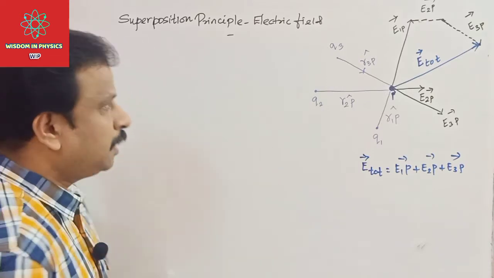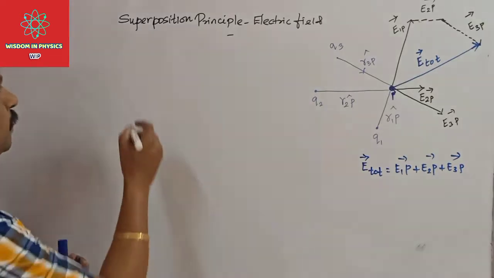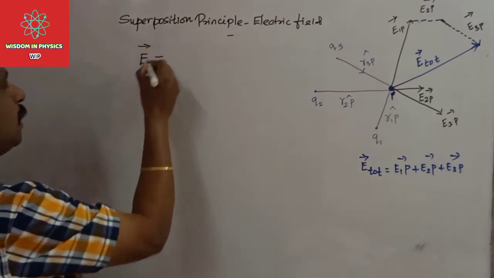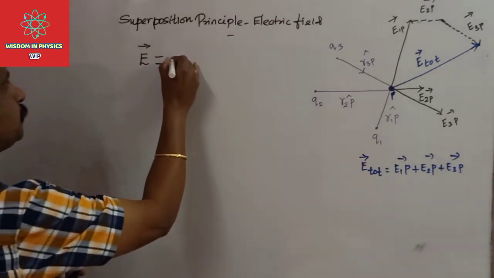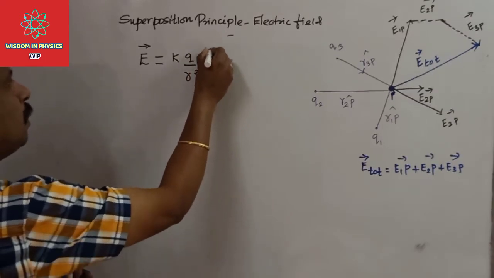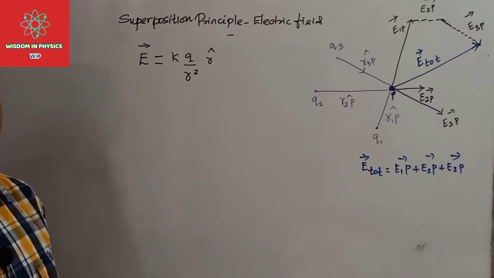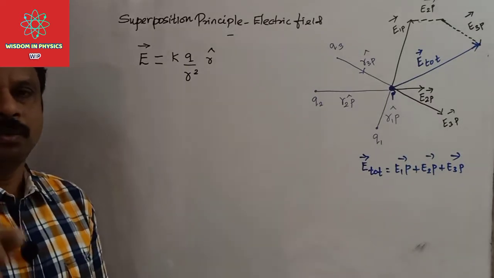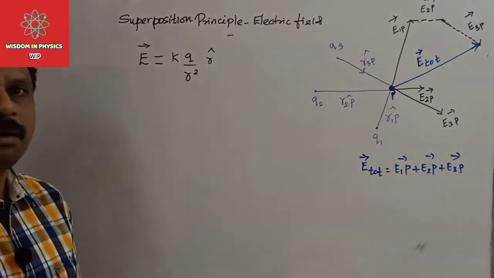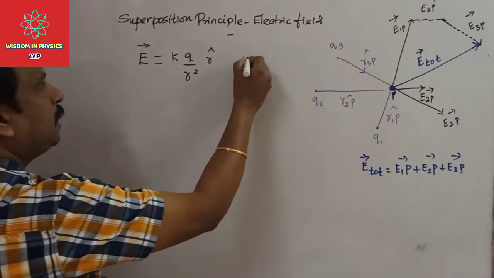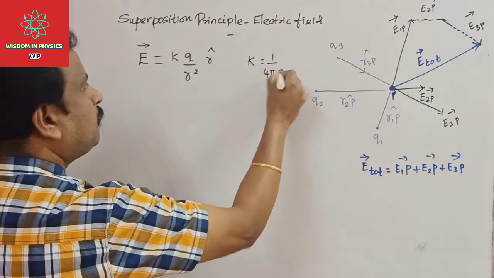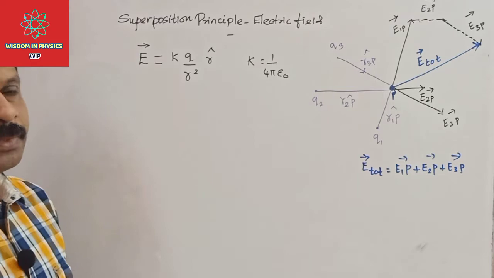So first of all, let us write the expression for electric field for a single charge, which can be written in vector form as E is equal to kq divided by r square into r cap. So this is the vector form of an electric field due to a single charge q, where k is a constant which is known as k is equal to 1 divided by 4 pi epsilon 0.